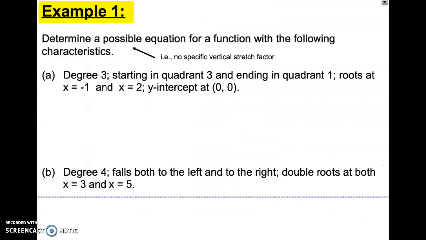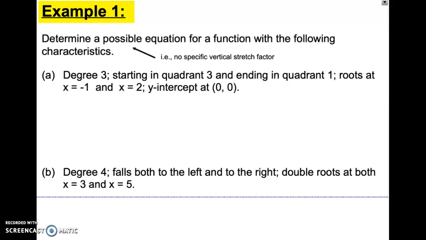So we'll go through some examples. The first question is asking us to determine a possible equation for a function with the following characteristics. It's saying a possible function, so it's not going to give us enough information to solve for a very specific function. You can just choose any a value that you want.